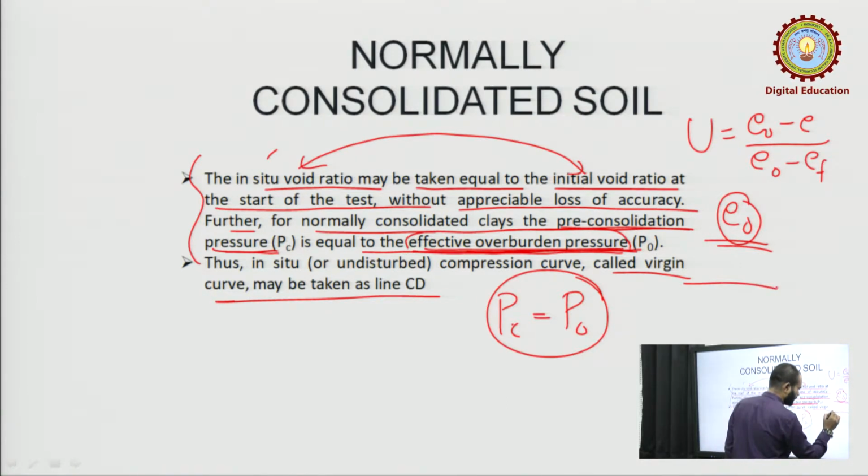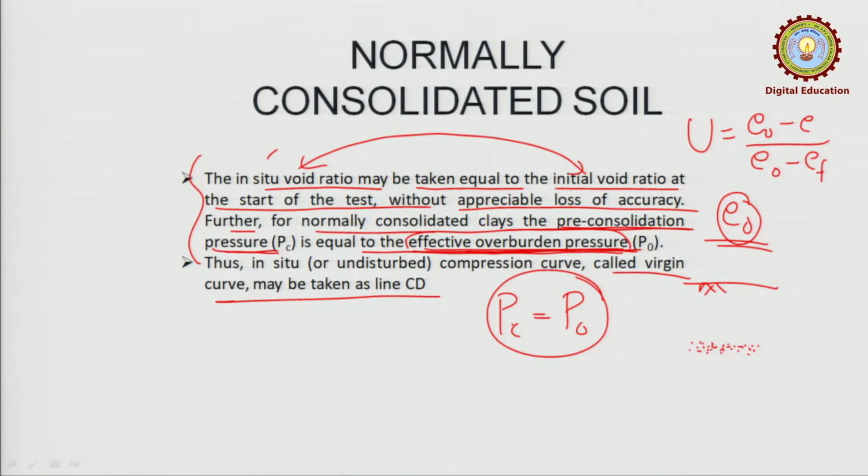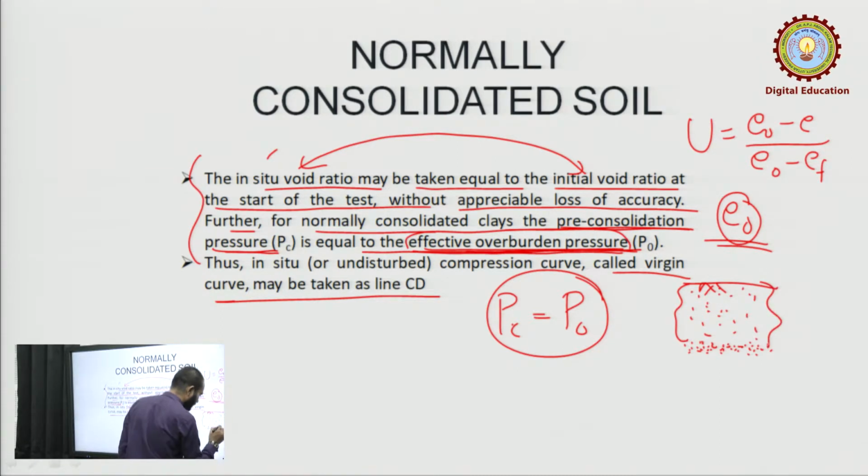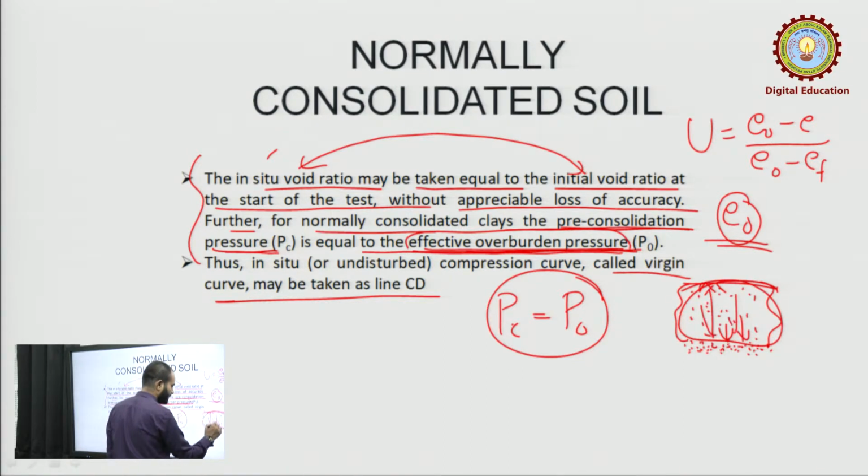Overburden pressure, you can understand physically, I think. If we are talking about this layer of the soil, something like this here, then this whole soil above it is the overburden. This is causing an overburden pressure because it lies on this soil. So, this is an overburden, and the pressure exerted by it on this layer will be the overburden pressure.